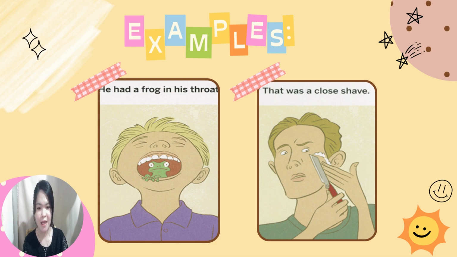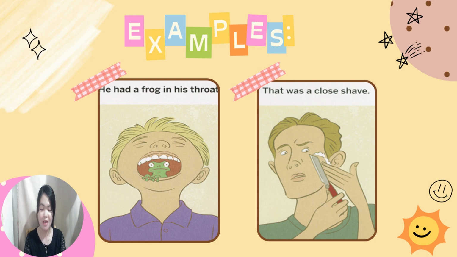All right, on to the next example. We have here, he had a frog in his throat. Can somebody tell me the exact meaning of this idiom? All right, we have a volunteer. Can you share it with us? Well, actually, it doesn't mean that a boy or a man has a frog in his throat or in his mouth. What's in the picture is really not the meaning of this idiomatic expression.